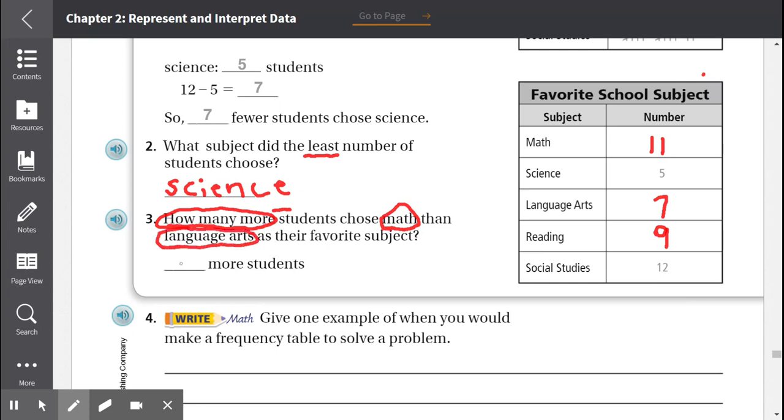So how many students chose math? It was 11. How many students chose language arts? 7 students chose language arts. So I put a 7 next to the language arts and we start subtracting. 11 minus 7 equals 4. So our answer is 4 more students.